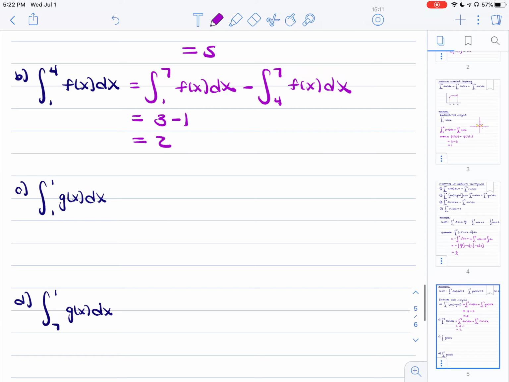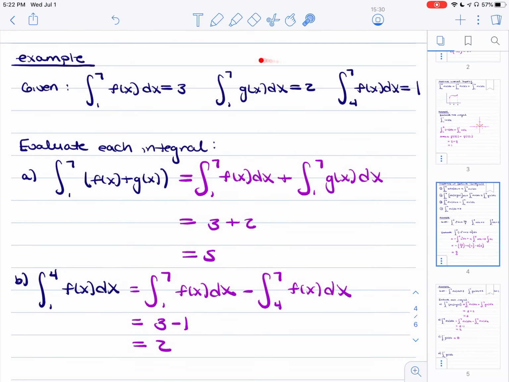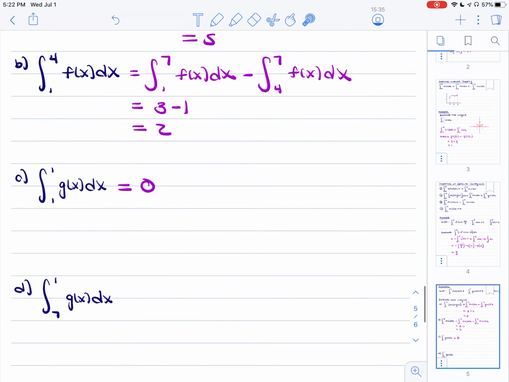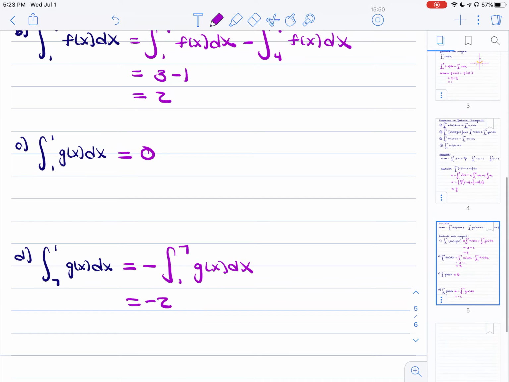All right, next, the integral from 1 to 1 of g of x dx. We'll notice our upper and lower limits are the same here, which always comes out to 0. And then lastly, the integral from 7 to 1 of g of x dx. Originally, we were given the integral from 1 to 7 of g of x dx is equal to 2. And if we change the order of our limits, then we just change the sign. So this is the opposite of the integral from 1 to 7 of g of x dx. So this is just equal to negative 2.